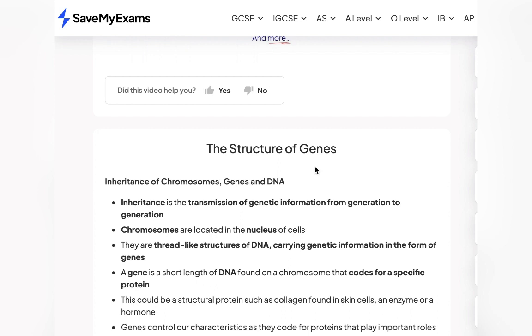So inheritance is the transmission of genetic information from your parents to the children, and also from the children, in their time, to their children, and from those ones to their children. It is going to continue like that. So inheritance is the transmission of genetic information.